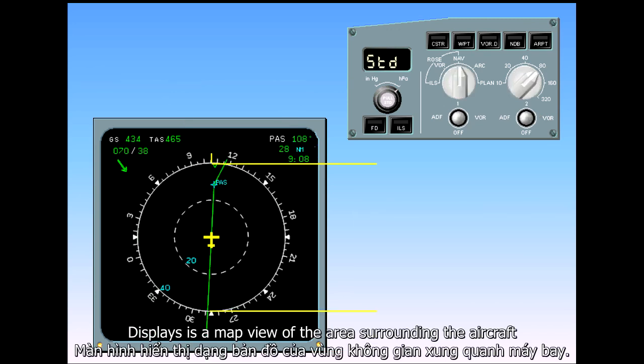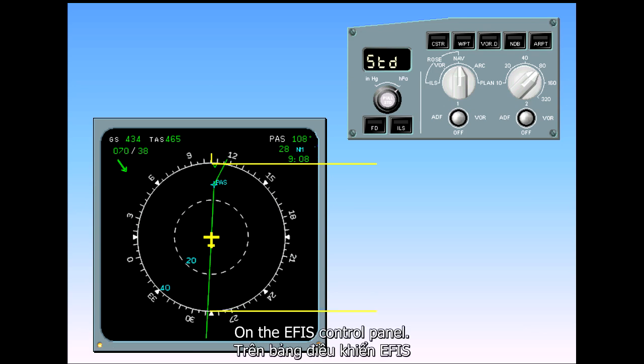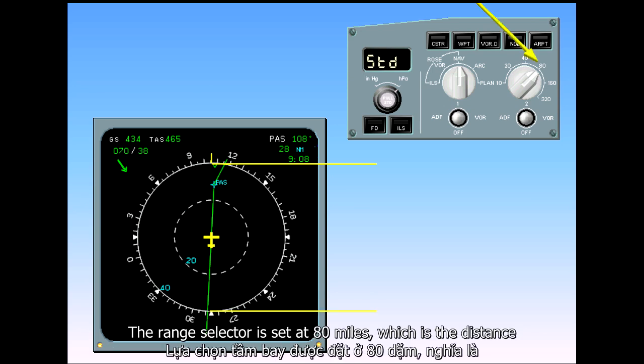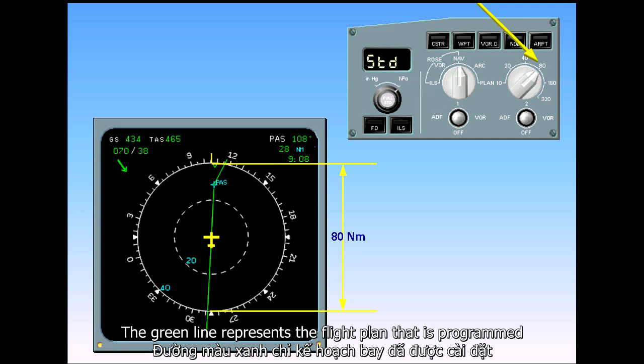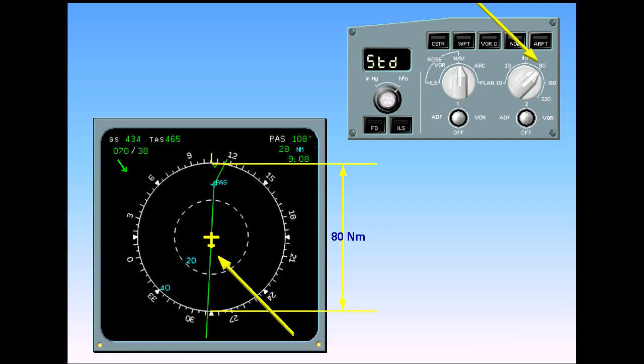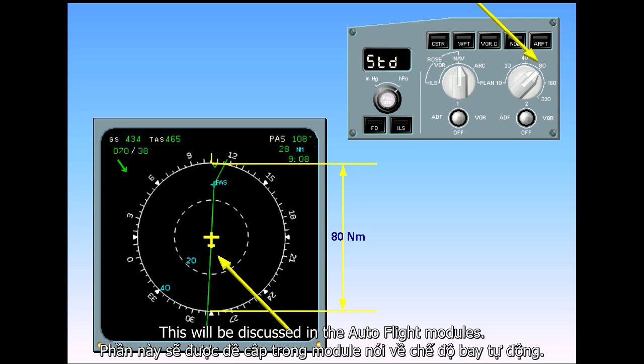Displayed is a map view of the area surrounding the aircraft. On the EFIS control panel, the range selector is set at 80 miles, which is the distance from the bottom to the top of the compass rose. The green line represents the flight plan that is programmed in the FMGS. This will be discussed in the autoflight modules.